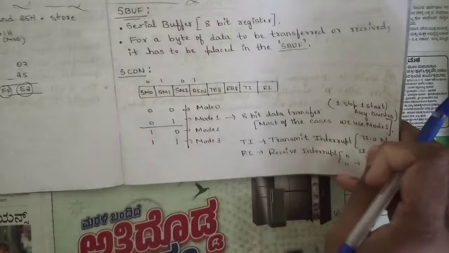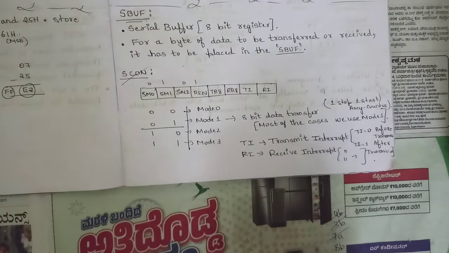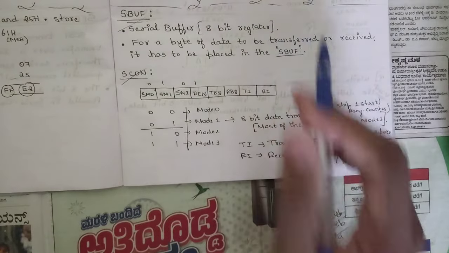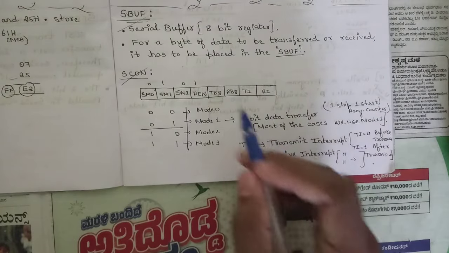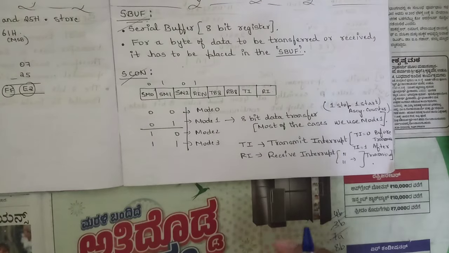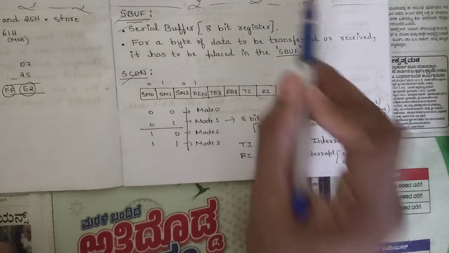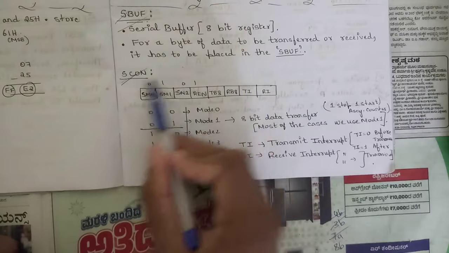And one more important question is related to the SCON register. This is very important. SBUF is called the serial buffer. Whenever we want to load any kind of alphabet or any data in alphabetical form, you should use the command SBUF. It is an 8-bit register. SCON is again an 8-bit register.